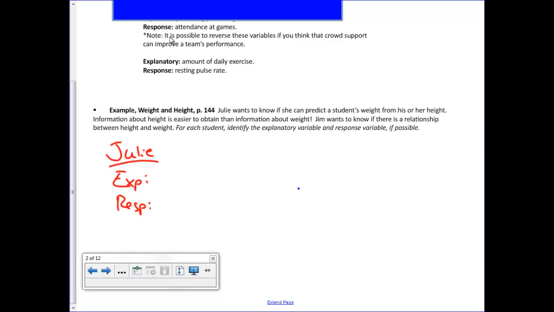The height's the explanatory, the weight would be the response. The explanatory would be the student height. The weight would be the response. Because do you want to just go up to people and say, hey, how much do you weigh? Especially girls, right? So instead, we would maybe say, if we look at a set of data, we could look at students' heights and maybe from there predict approximately what their weight would be.